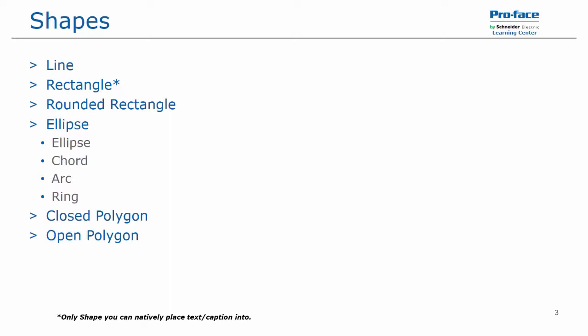As you notice by the footnote, the rectangle is the only shape that can natively contain text or caption. Any of the other basic shapes, in order to put a text or caption field with it, you would have to put a text box or another rectangle on top of it. And we'll show you how to do that later in the video.